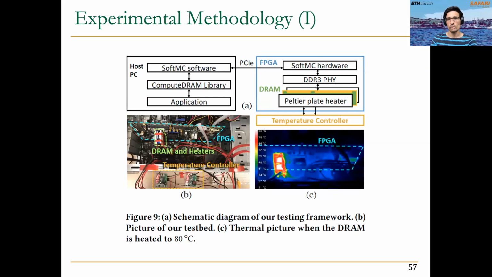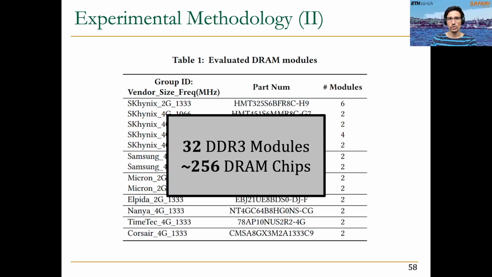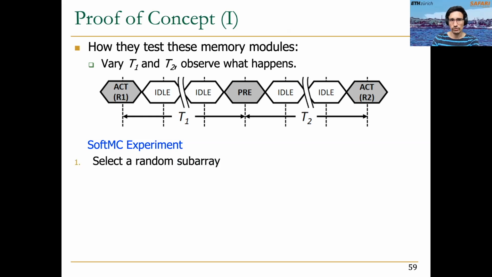As you'll see, we will discuss the experimental methodology as well, where they use the FPGA with the SoftMC hardware and also a Peltier plate heater in order to change the temperature of the DRAM chips. They tested 32 DDR3 modules, around 256 DRAM chips, and they explain in their paper how they perform the experiments with the different DRAM modules using SoftMC.